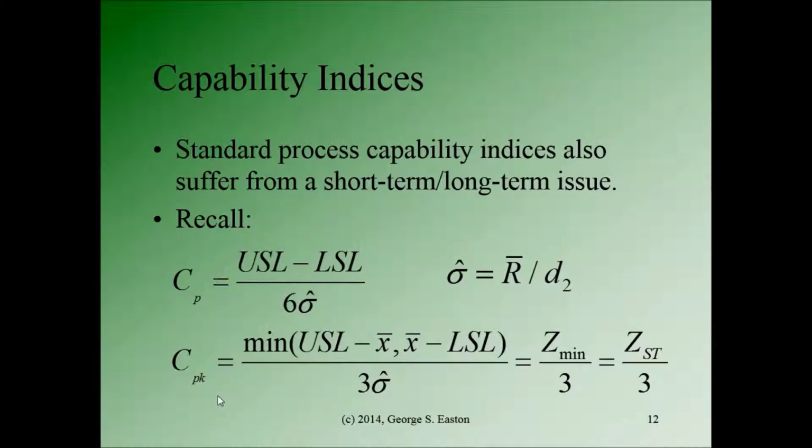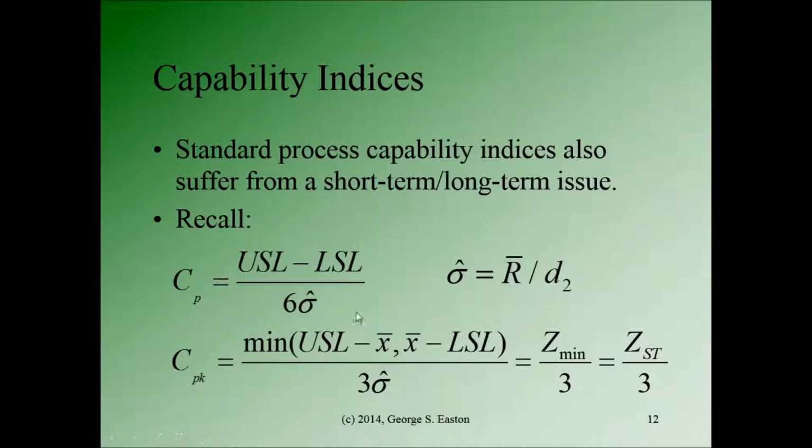Next, I want to talk about process capability indices because they also can suffer from a long-term, short-term kind of issue. So first, recall the definition of the standard process capability indices C sub P and C sub Pk. C sub P is simply the distance between the specification limits divided by 6 times an estimate of the process standard deviation. And the basic idea here is that we kind of consider that an entire normal distribution is within plus or minus 3 sigma.